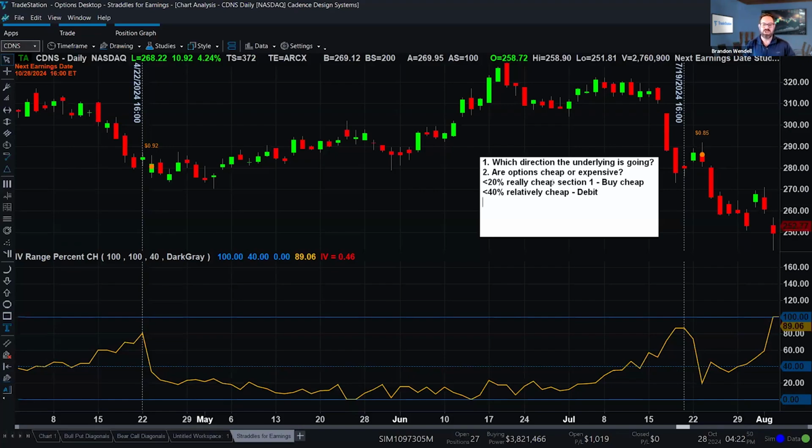If it's between 40 and 60, it's kind of evenly priced. You're kind of in the middle, so you can take your pick. You want to go ahead and price them out and look. And this was the other thing I mentioned. There are different ways of figuring out if options are cheap or expensive. This is one of them, looking at implied volatility. It's not the only way.